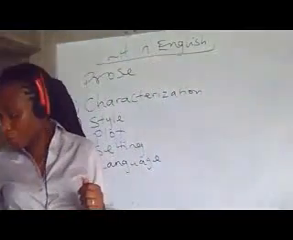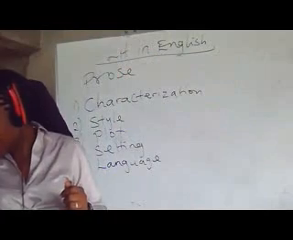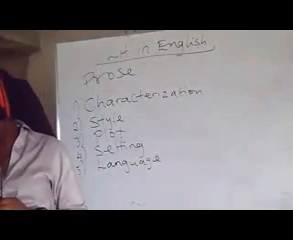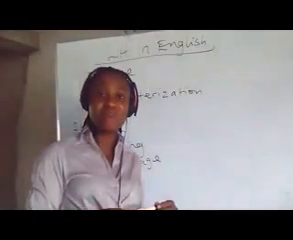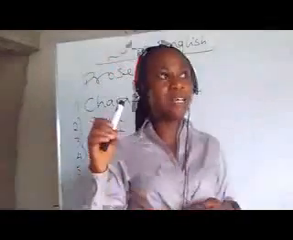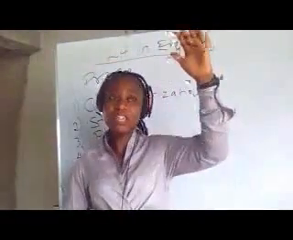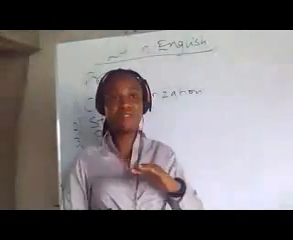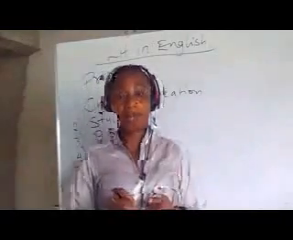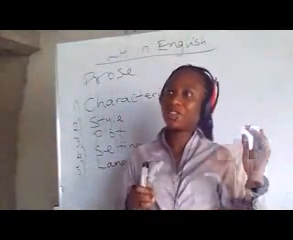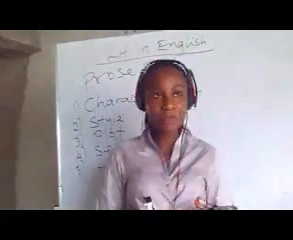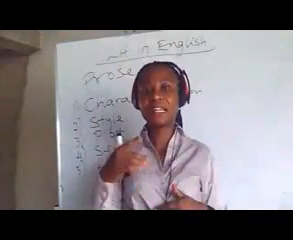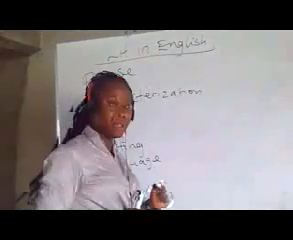The next one we have is the plot. Now, the plot is the arrangement of events in the story or in a novel. The way events are arranged in an orderly manner in a novel. That is what a plot means. You know, you have chapter 1, chapter 2, chapter 3, chapter 4, and all those chapters, they come with different events.